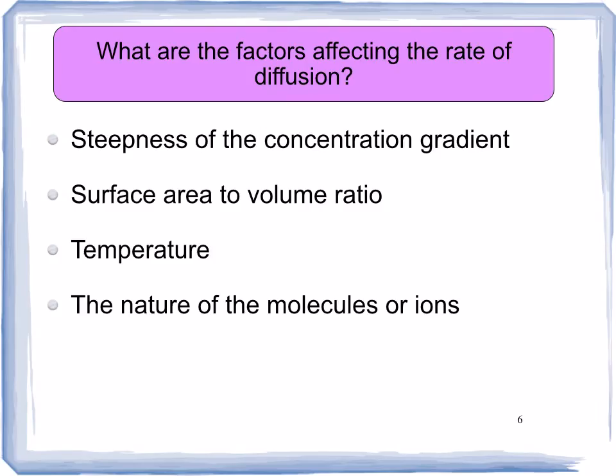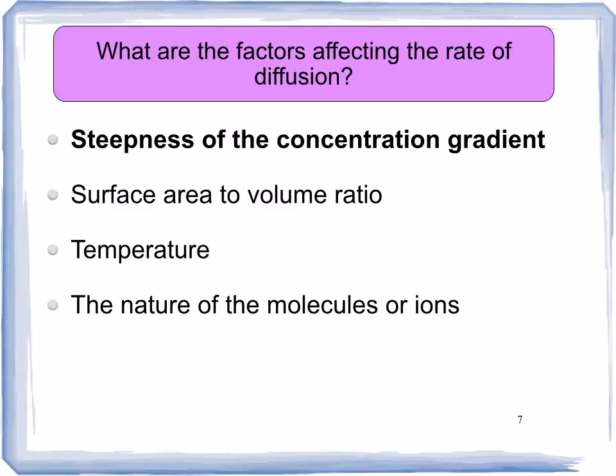So what are the factors that affect the rate of diffusion? You've got the steepness of the concentration gradient, surface area to volume ratio, temperature, and the nature of the molecules or ions. I want you to copy these 4 points down and then make notes as we go along.